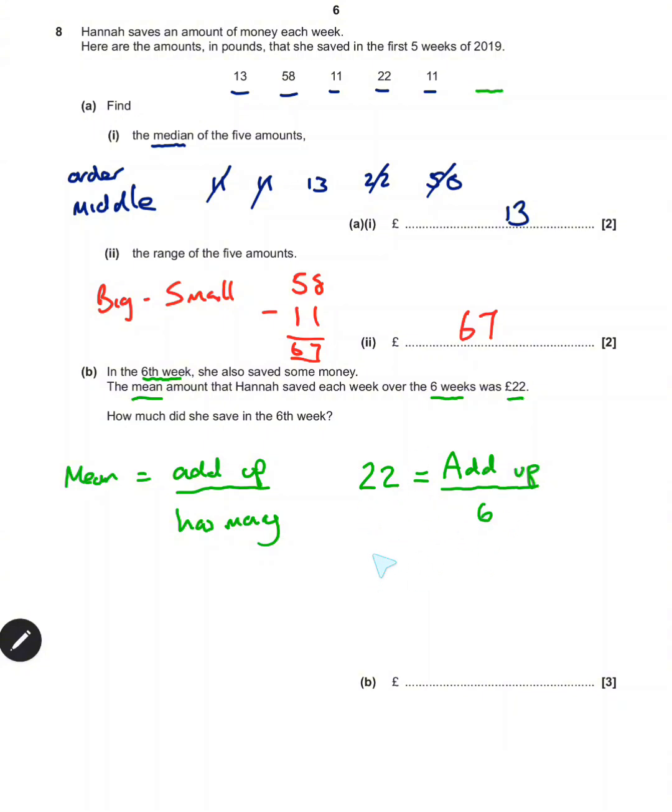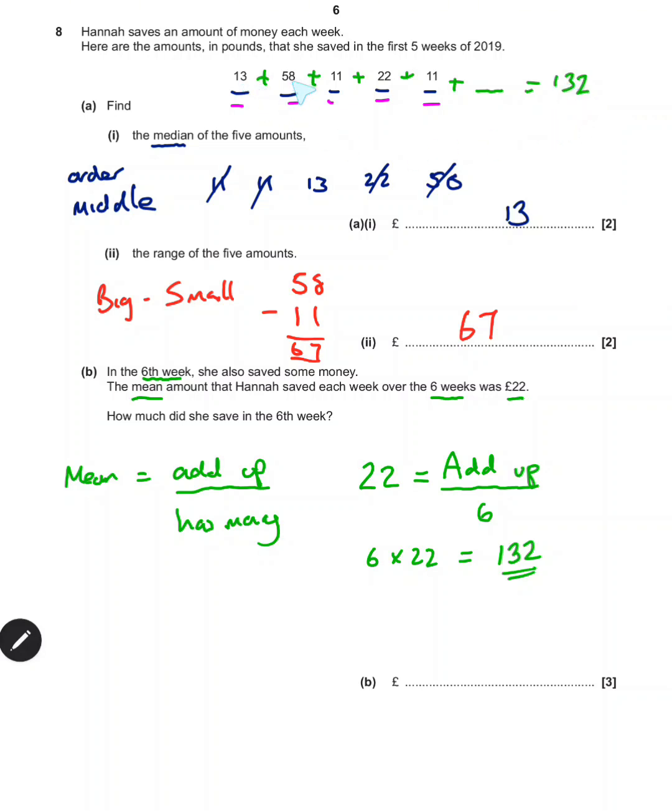So in order to reverse this, I'm going to do 6 times 22. 6 times 20 is 120, and 6 times 2 is 12. 120 added to 12 is 132. So all these numbers need to add up to 132. Well, what I can do is add these first ones together, and then I'll just see what the last one is by subtracting from 132. So I'm just going to do that mentally.